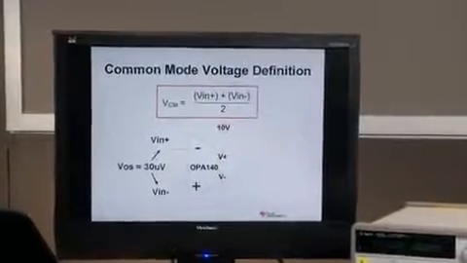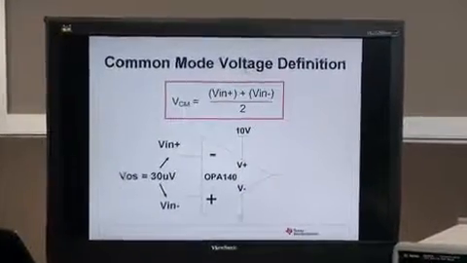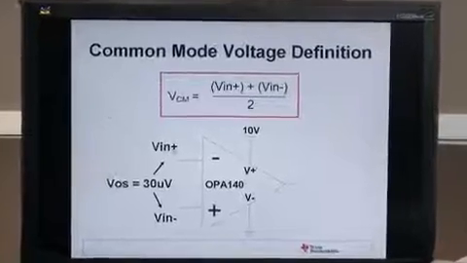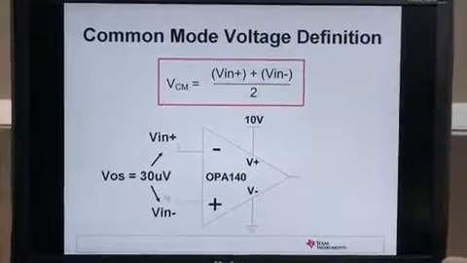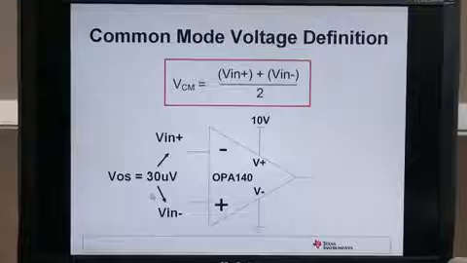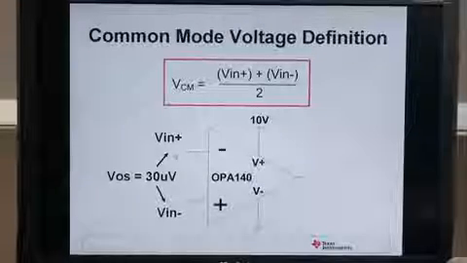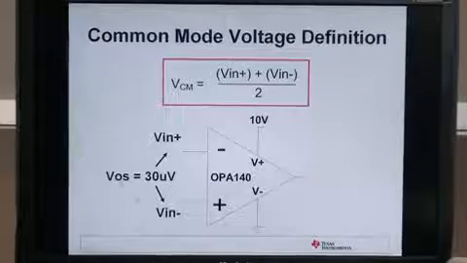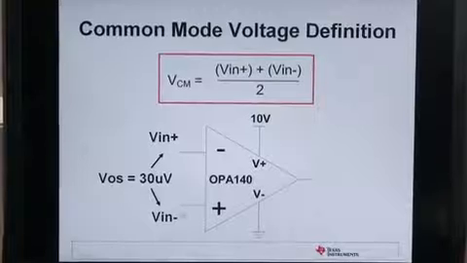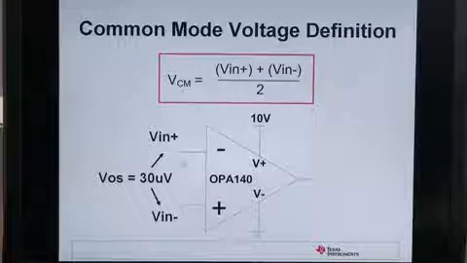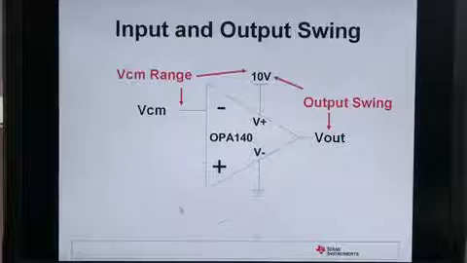This slide shows the common mode voltage definition. The common mode voltage is the average voltage applied to the two inputs of the amplifier. In the case of an op amp, the two inputs are essentially at the same potential with a small offset between the two, so effectively you can see the common mode voltage on either input.